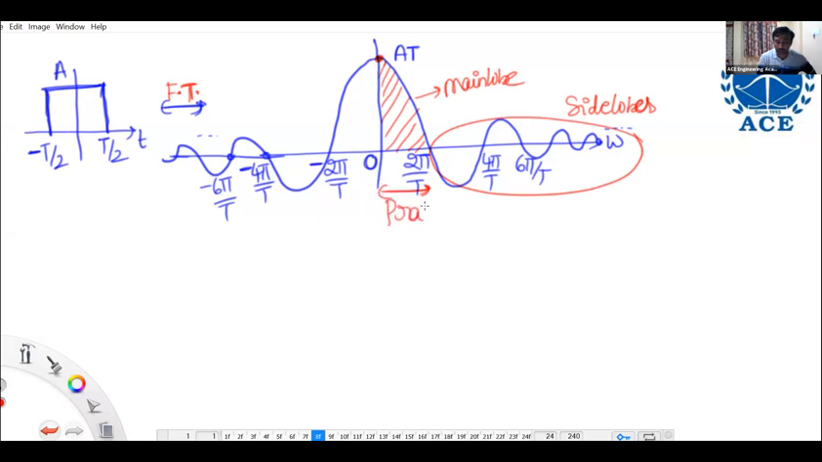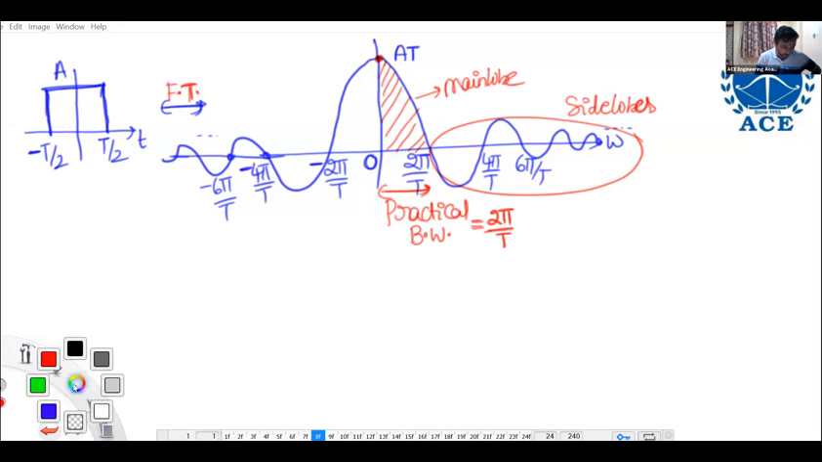Practical bandwidth is 2 pi by t. Ideally, it is infinity, sir. Spectrum is going up to infinite range, but its maximum energy is concentrated in the main lobe. Some of the energy is wasted due to side lobes.